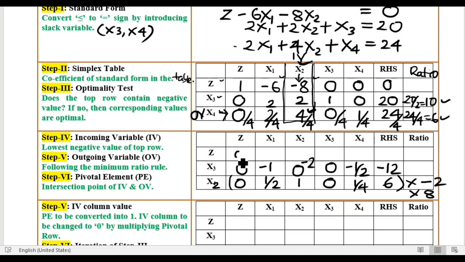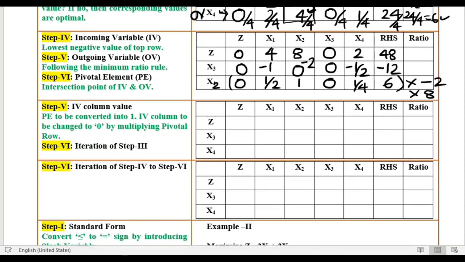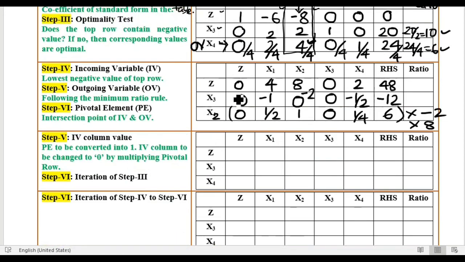multiplied with 0 becomes 0. 8 multiplied by 1 by 2 becomes 4. 8 multiplied with 1 becomes 8. 8 multiplied with 0 becomes 0. 8 multiplied by 1 by 4 becomes 2. 8 multiplied by 6 becomes 48. Okay, now I'll just keep it over here.